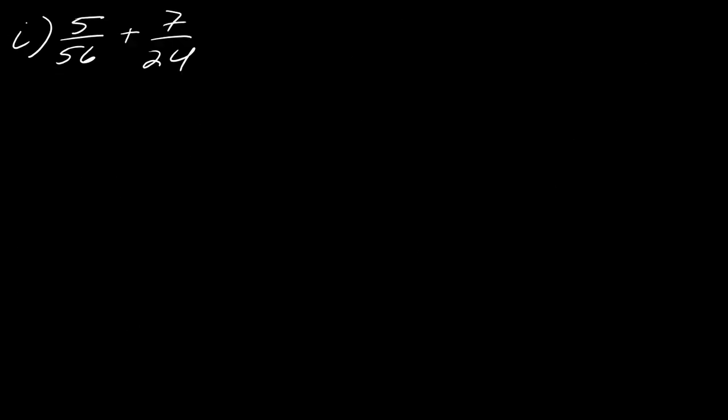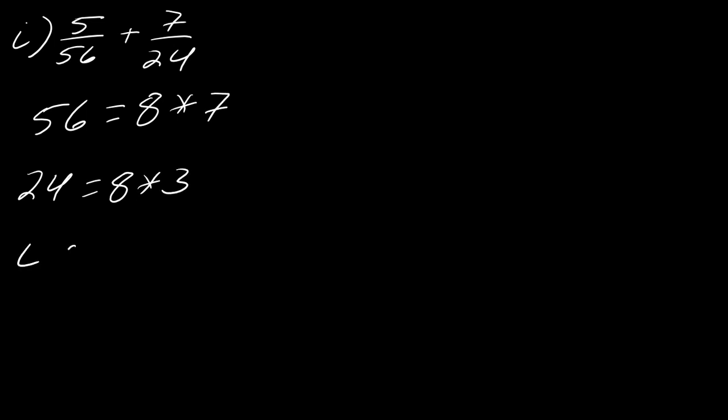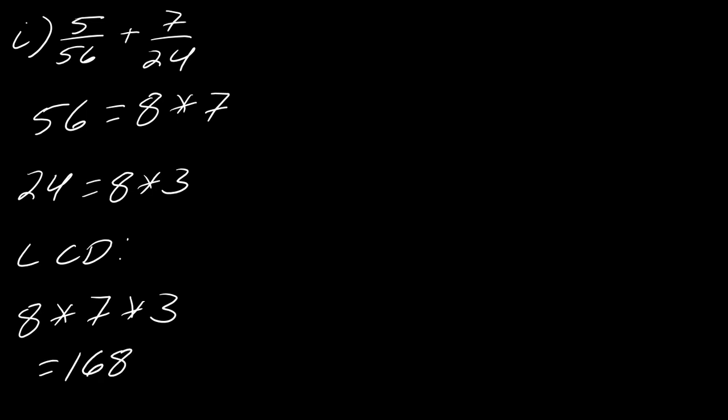Okay, so next we've got 5 over 56 plus 7 over 24. So let's see. The largest number that divides into 56 and 24 is going to be 8. 56 is 8 times 7. 24 is 8 times 3. So my LCD will be 8 times 7 times 3, which is 168.